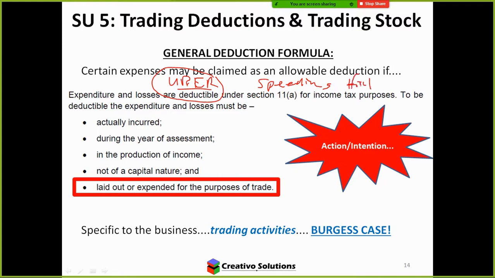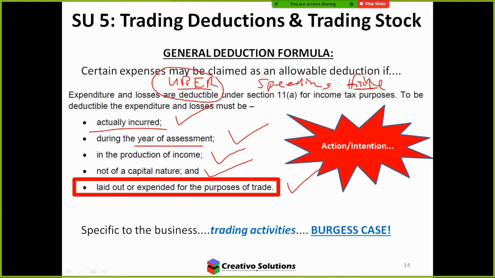Okay, fine. All right, was it actually incurred during the year? Yes. Was it during the assessment? Yes. Was it in the production of income? Yes. You were on a delivery. Is it not of a capital nature? Definitely not. Was it laid out or expended for the purpose of a trade? Yes, it was. Okay, so a speeding fine meets the definition of the general deduction formula. It meets all the criteria.